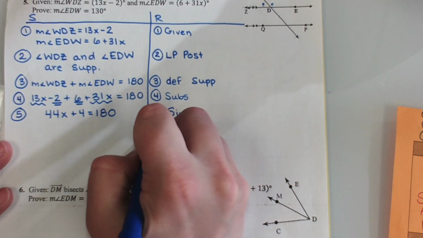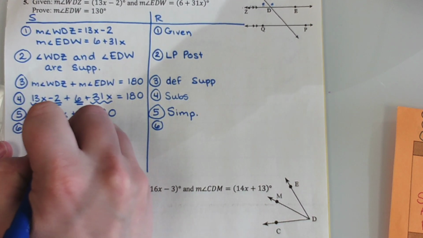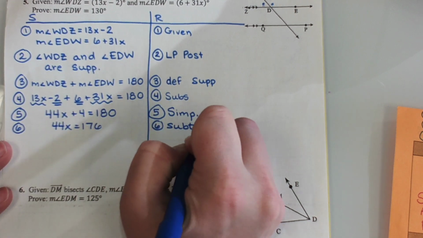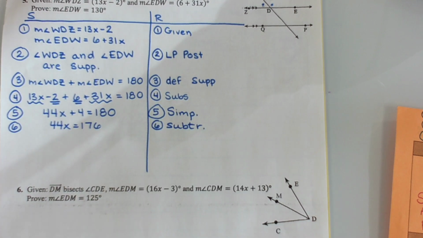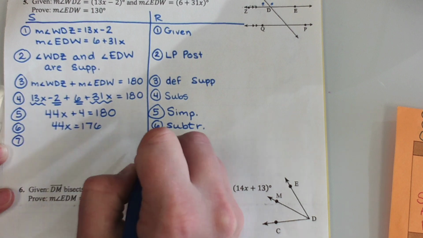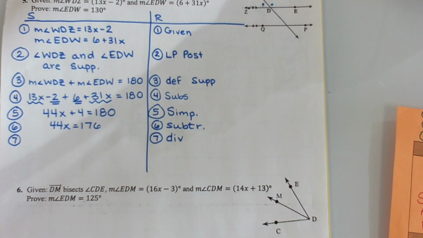Jada, now what? Subtract. 44x equals 176, and that was subtract. Piper, now what? Divide. 176 divided by 44, I'm guessing is 4. Yep. Sweet.